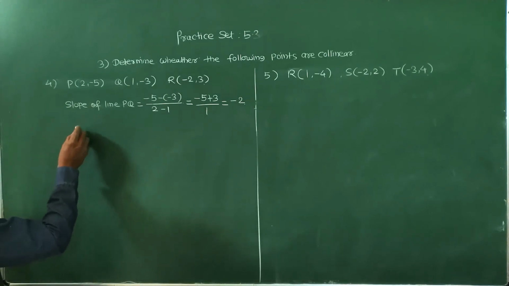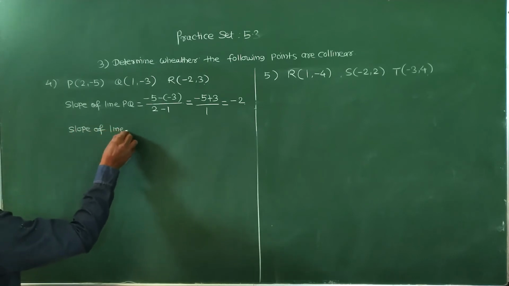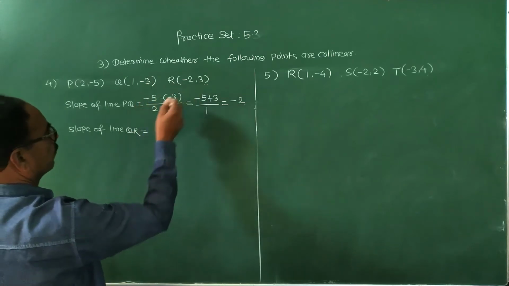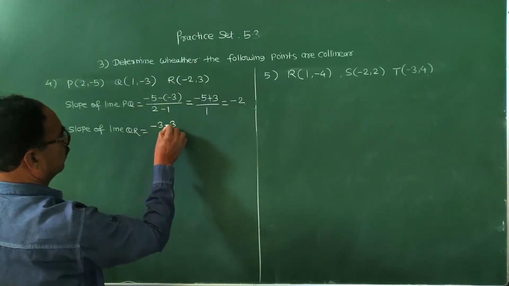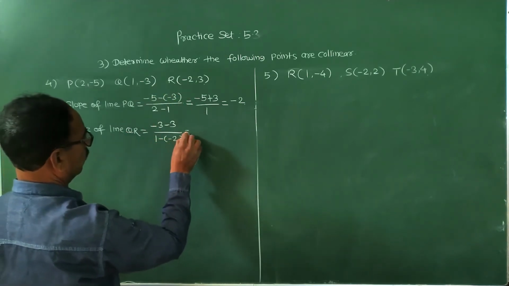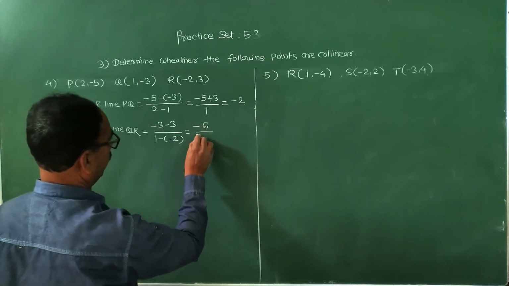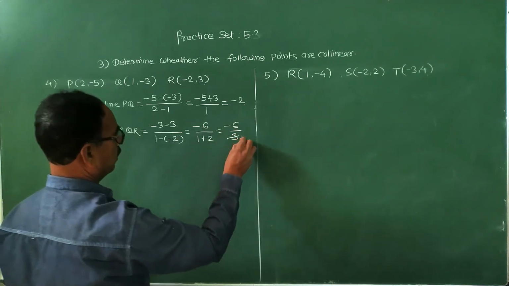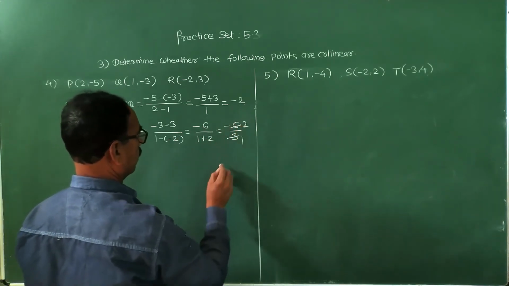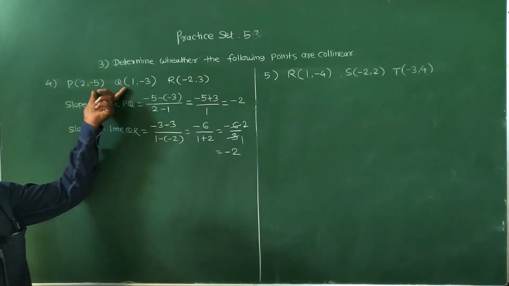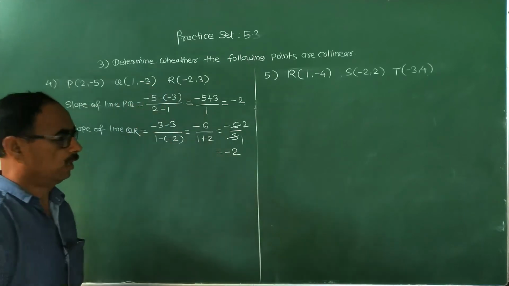Then slope of line QR, this will be minus 3 minus 3 upon 1 minus minus 2. So this will be minus 6 divided by 1 plus 2. This is minus 6 by 3, and 3 1s are 3, 3 2s are 6. So this is also minus 2. So here clearly we can say that the slope of line PQ and slope of line QR are equal.